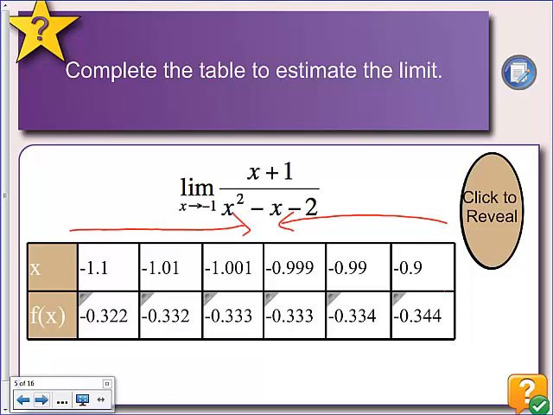So if you notice, the value coming from the negative side of negative 1, and the value coming from the positive side of negative 1, is negative 0.333. Let's see if we got it right. Yep, we did. So negative 0.333 is your limit.